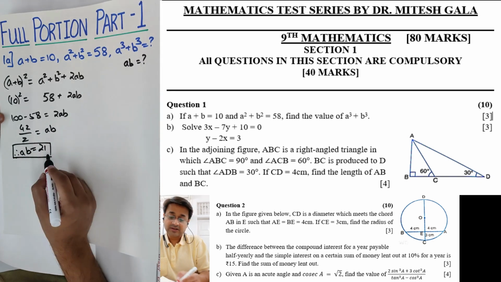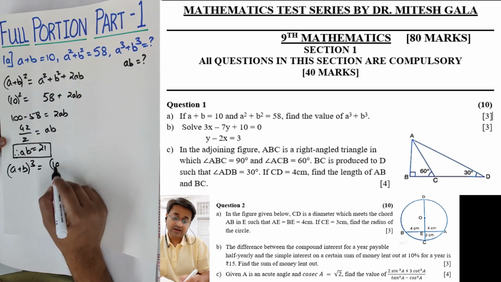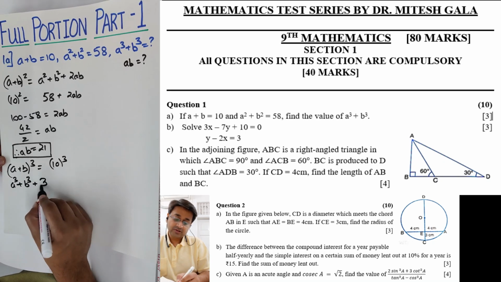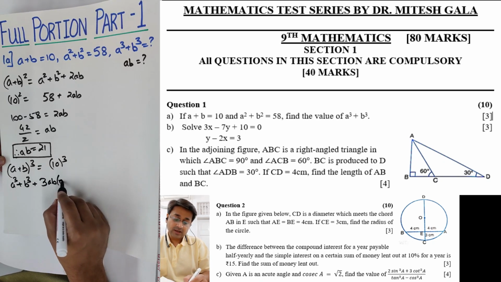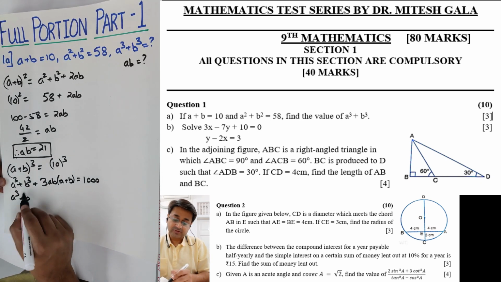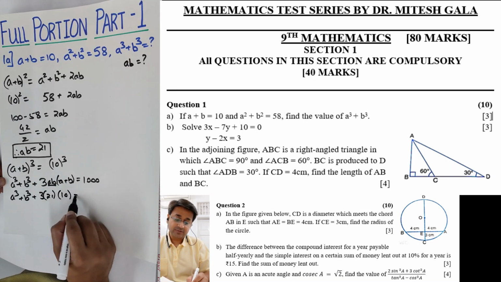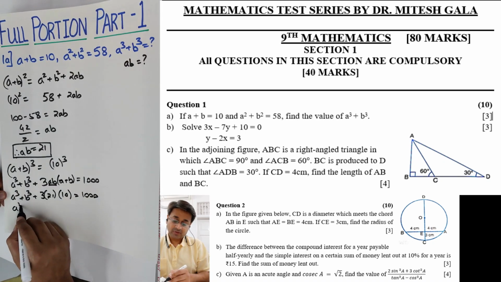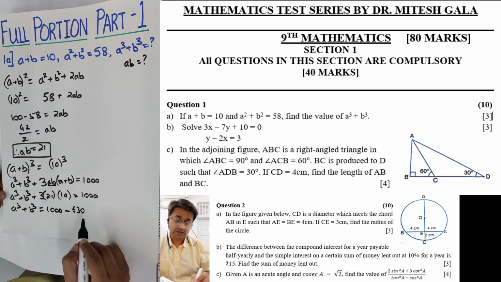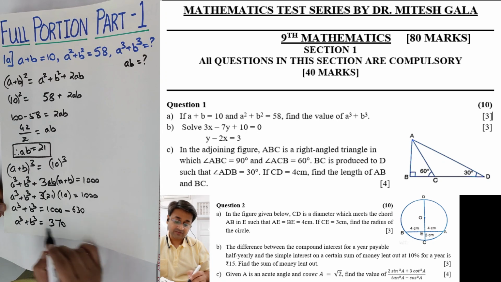And now in order to get this, we take a plus b the whole cube. So that will be 10 cube. Applying the formula here, a cube plus b cube plus 3ab times a plus b is equal to 1000. So a cube plus b cube is my target. 3 times ab, which we've got 21, and a plus b is 10, is equal to 1000. So I will get a cube plus b cube as 1000 minus 630. So my final answer, a cube plus b cube, should be 370.